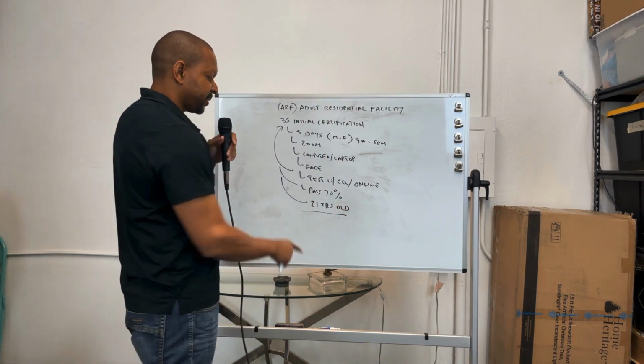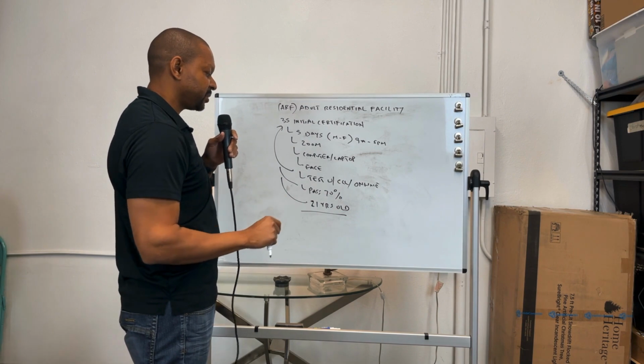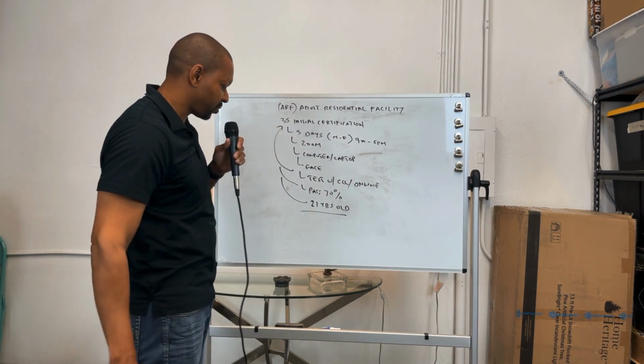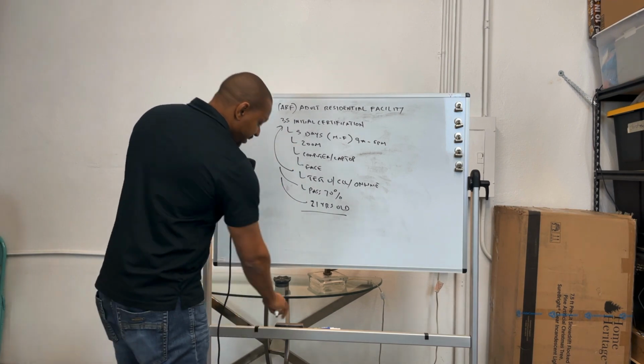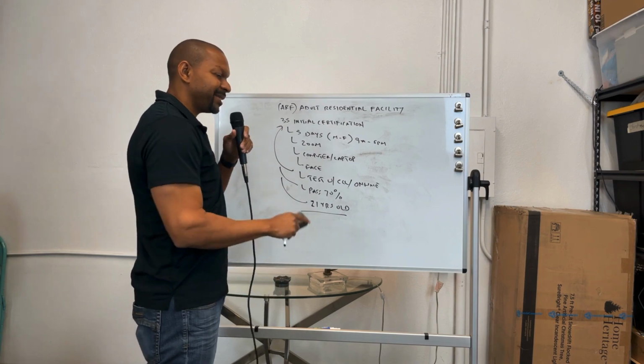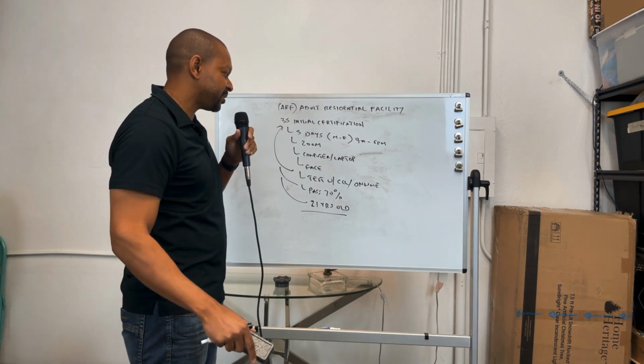So in order to become an administrator, if you're under the age of 21, you may want to wait till you're 21 to take the certification course. So that's how you become an administrator. Just because you become an administrator does not mean you actually qualify to be an administrator.